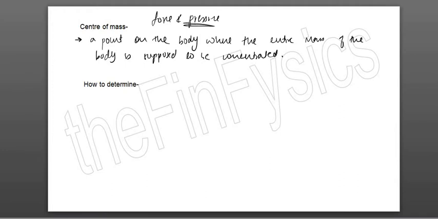Now fun fact, center of mass can be outside the body as well. For example, any object shaped like a donut which has a hollow center, then the center of mass lies at the center, which is not a part of the body. So it may lie on the body, it may not lie on the body.